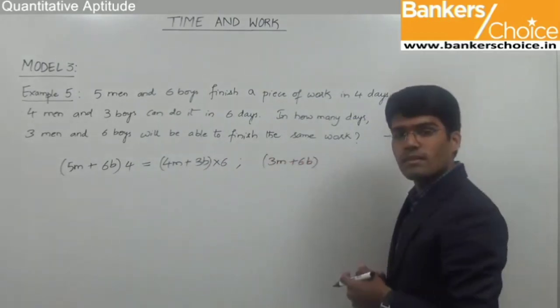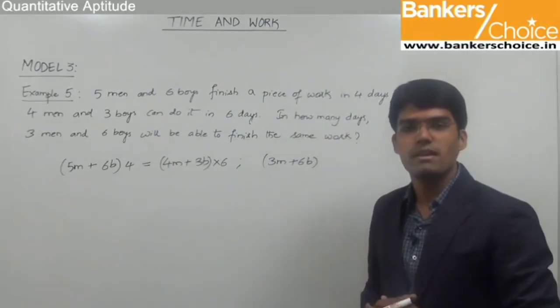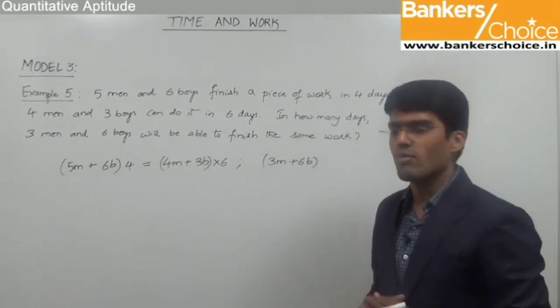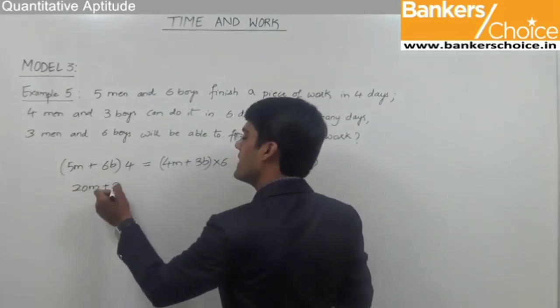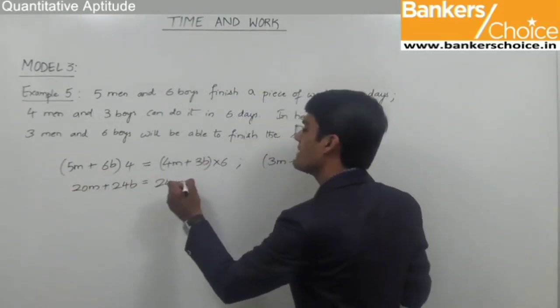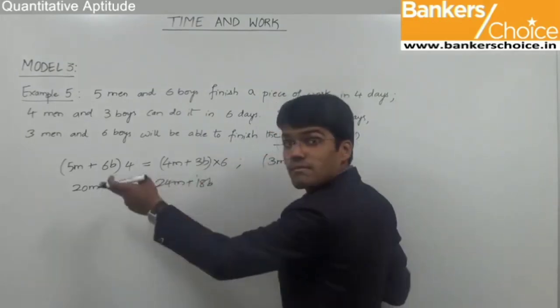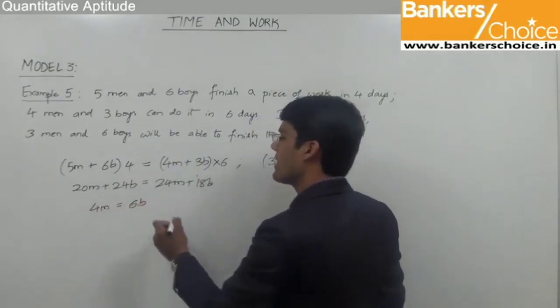the work. Now from this equation, let us first establish the relationship between the number of men and the number of boys. So 5 into 4 is 20 men plus 24 boys should be equal to 6 fours, 24 men plus 18 boys. Now by simplifying this, we can say that 4 men will be equal to 6 boys.